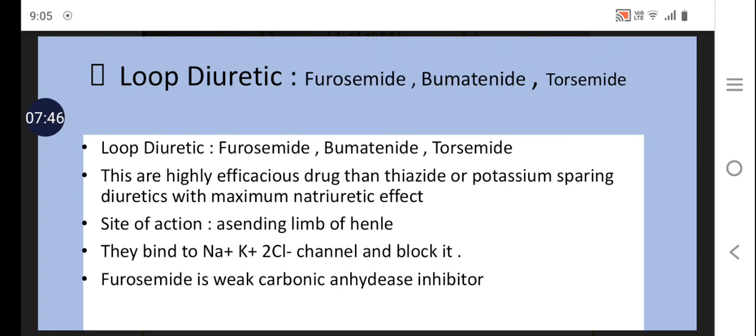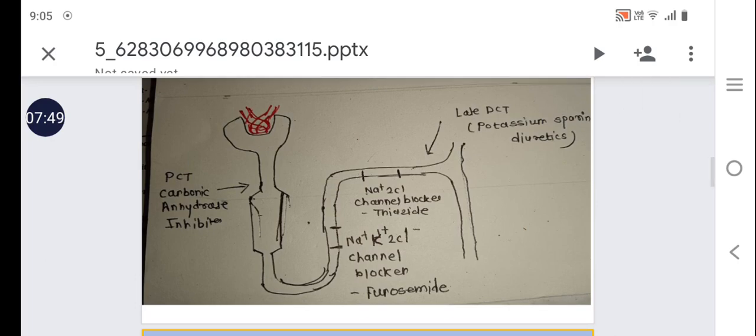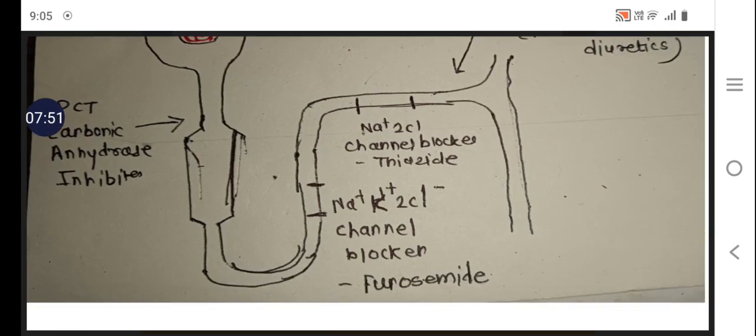And as you can see in the diagram, in the ascending limb of Henle there is a sodium potassium 2 chloride channel. The sodium potassium 2 chloride channel is present in the ascending limb of Henle, and it is responsible for reabsorbing sodium in large amounts, because the water is mostly absorbed in the descending limb of Henle, and whatever electrolyte content remains is absorbed in the ascending limb of Henle. So the ascending limb of Henle is the main site of absorption of electrolytes like sodium, potassium.